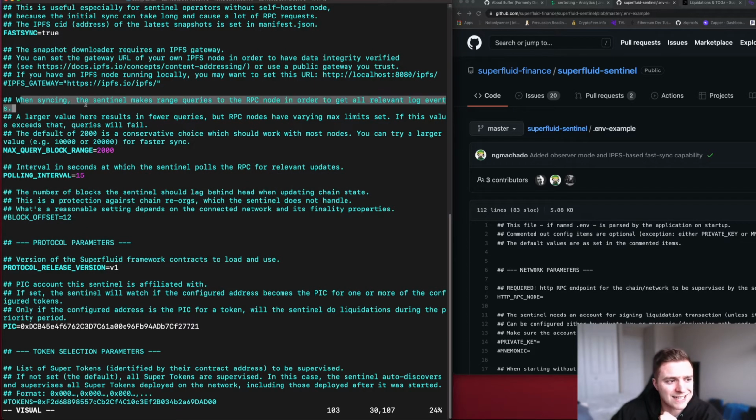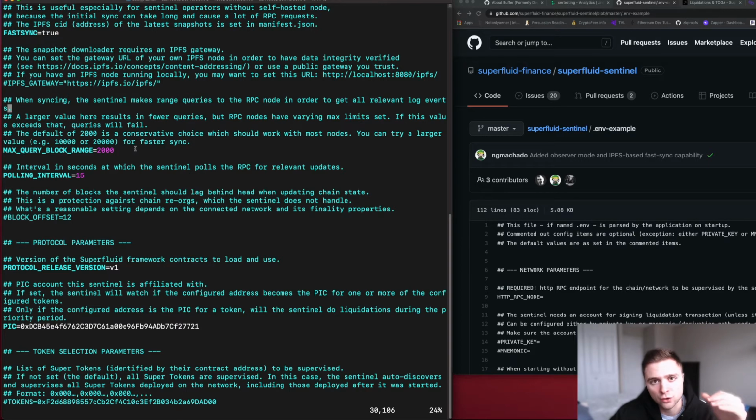Here, when syncing, the Sentinel is going to make range queries to the RPC node in order to get log events. If you have a larger value here, this is going to make it so that your node will sync more quickly. So if I increase this to 5,000, I guess I need to actually make it so I can insert here. Let's increase this to 5,000.